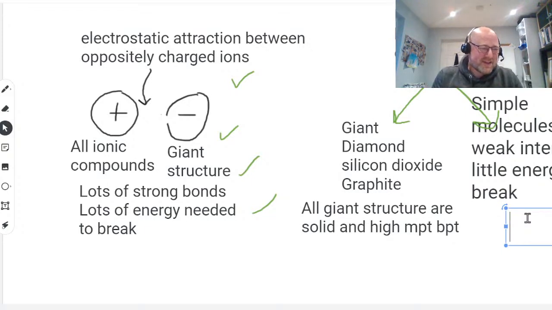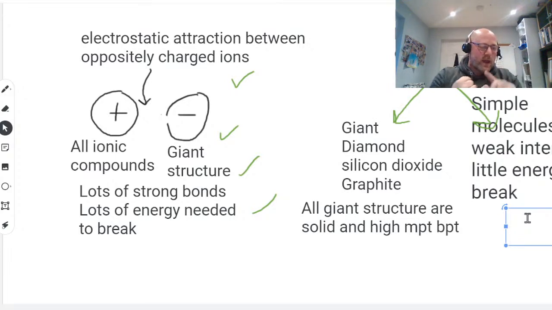How do you know that you're dealing with a simple molecule? Anyone in the chat know, how do you know something is a simple molecule, has a simple structure? Very good, like that. It's a liquid or gas at room temp. Awesome, nice one, guys. Couple of things, low melting point, boom. Yeah, you guys are smashing it.